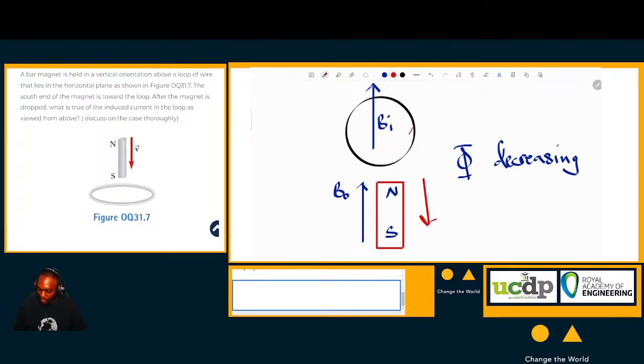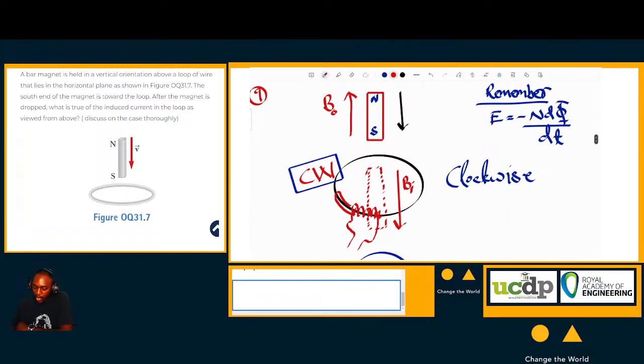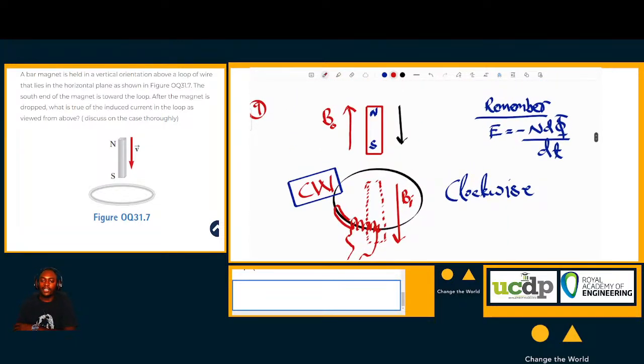The direction of flow of current will be counterclockwise. So our current would be counterclockwise or anti-clockwise, right? So that is how you would determine the direction of flow of current in a conductor. So first we identified the direction of flow of current when that bar magnet is falling towards the loop.